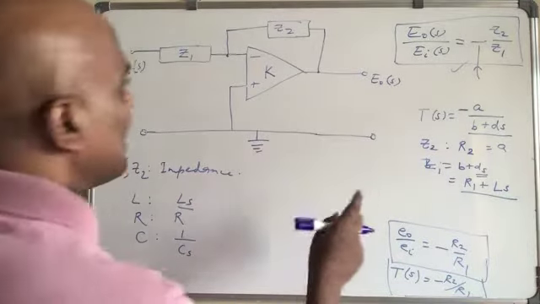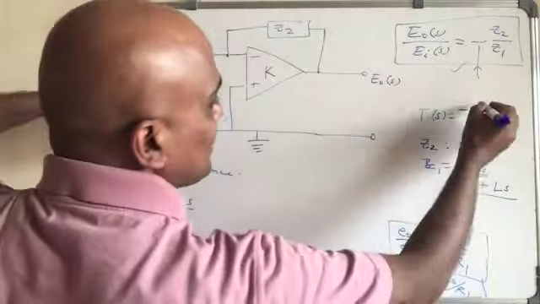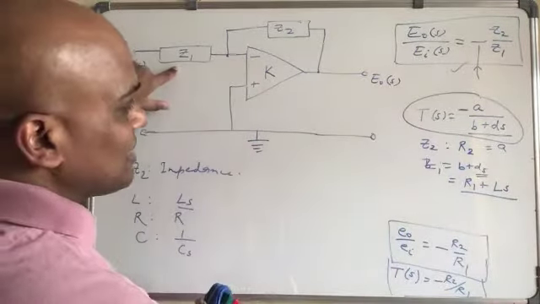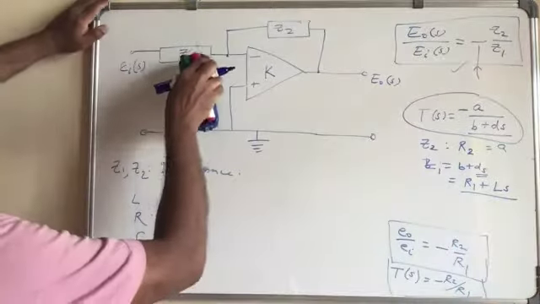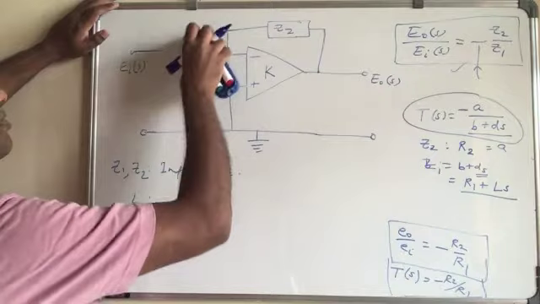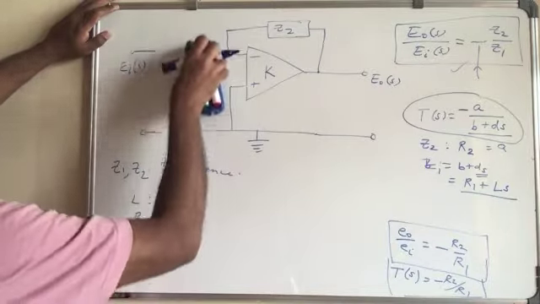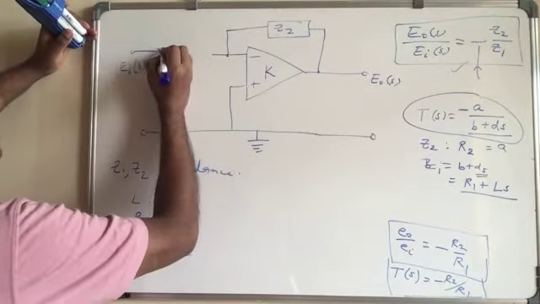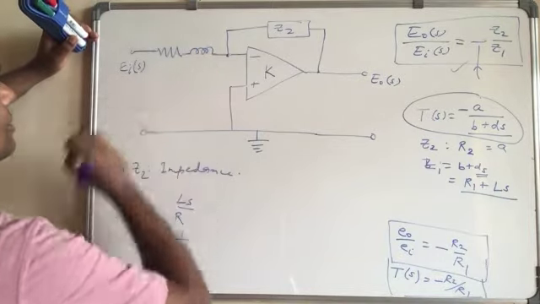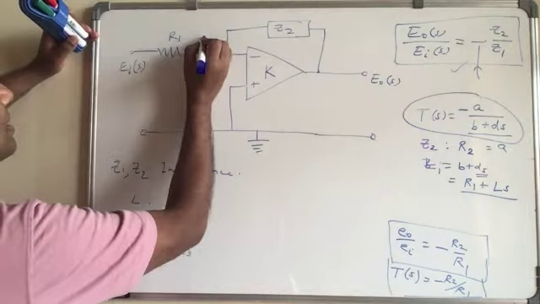Okay, so that really means if you want to make this kind of transfer function, what can we do? At Z1 we can replace this with R1 plus Ls. So we can add one resistance here and one inductor here as well. This is R1, this is L.